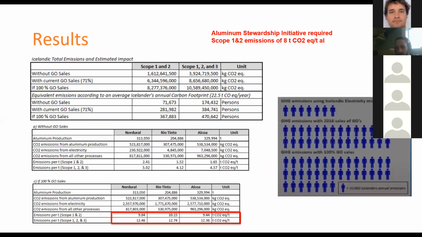So what I ended up finding out was that if you do consider these emissions that come in, and you're using the Icelandic electricity mix, you're using basically the annual emissions of 70,000 Icelanders, and that's just because the process itself has emissions. But if you imagine they are using the European electricity mix, it becomes increasingly worse, and the emissions basically put it above the level where it could be considered green aluminum.